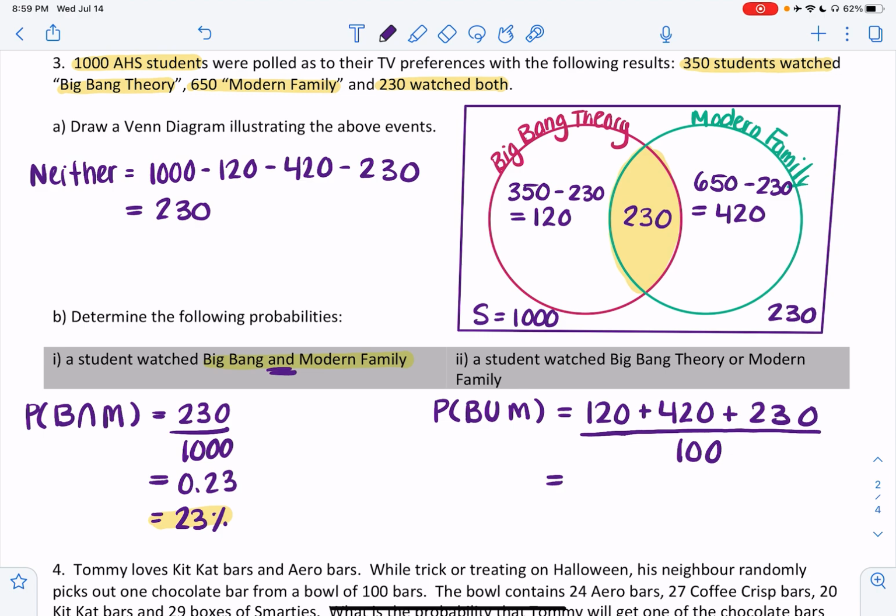So in this particular case, we do not have to subtract, and it will give us 770 all over 1,000. Oops, forgot a zero there. Sorry about that. And that gives us 77%. So just be mindful that if you have already subtracted because you made the Venn diagram, you don't need to do it again. We don't want to subtract more than we should.